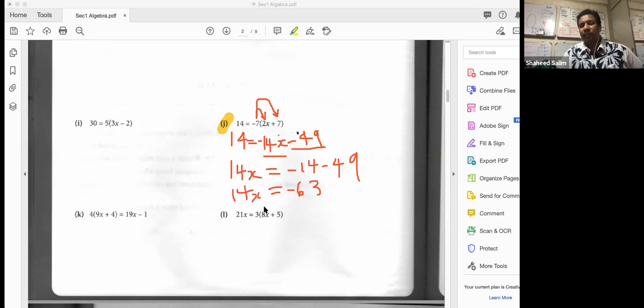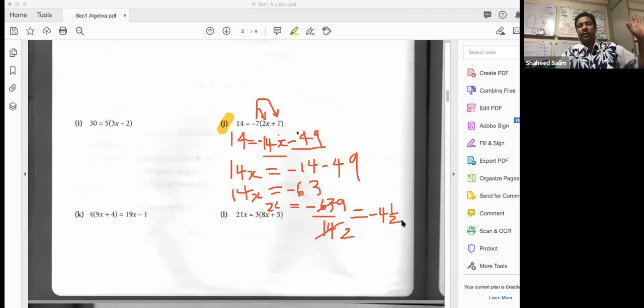Both of them can divide by 7. So I divide by 7, or x equals minus 63 over 14. This one is divide by 7, get 2, divide by 7, get 9. So Sabrina, your answer is minus 4.5, is it? Minus 4.5. Do you get 4.5? Yes. Minus 4.5, and that's the correct answer.